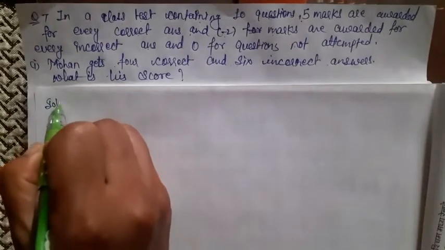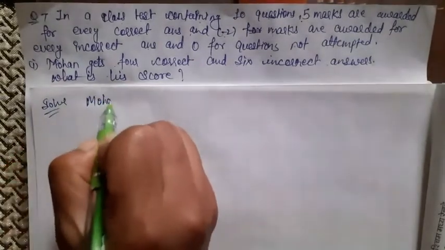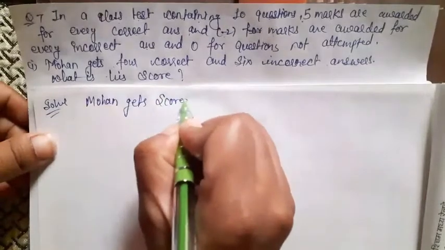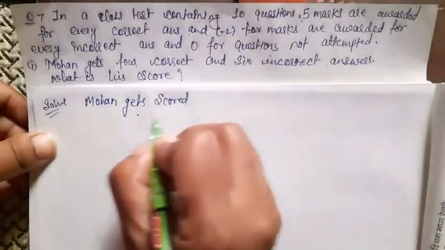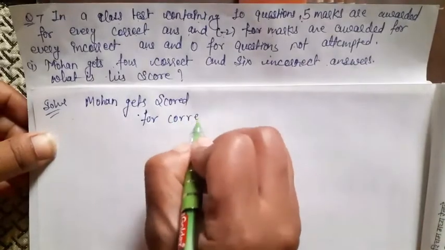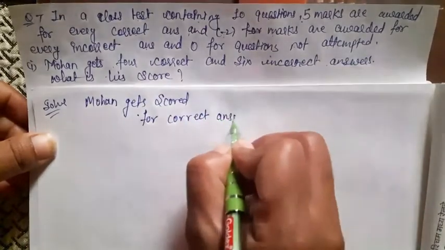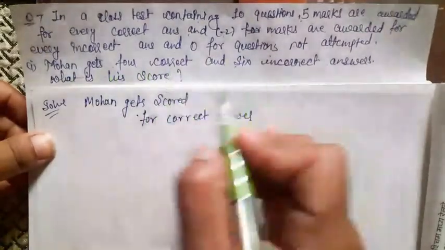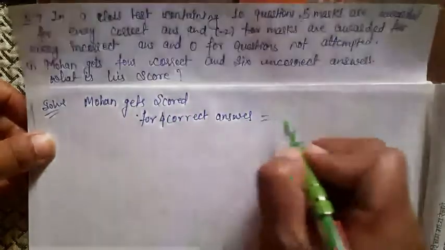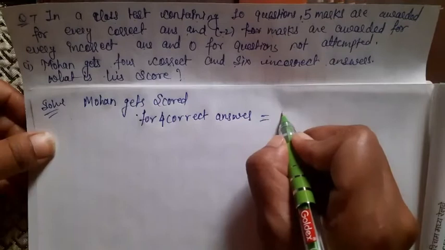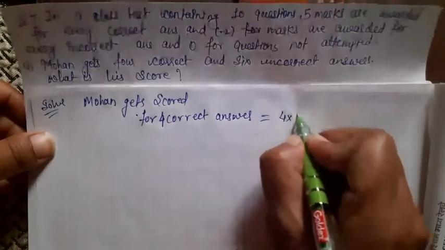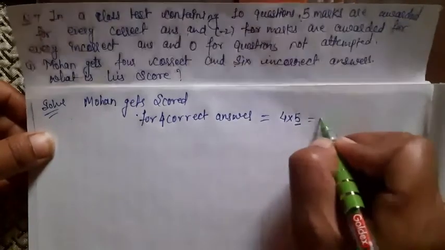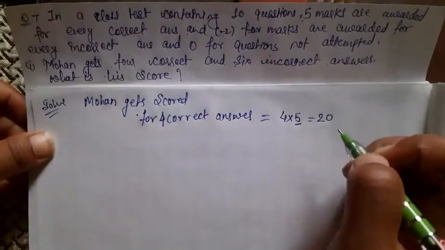So Mohan gets scored for correct answer. He gives 4 correct answers. So here for 4 correct answers he achieved 4 multiply 5, because for correct answer examiner awarded 5 marks. So here he gets 20 marks.